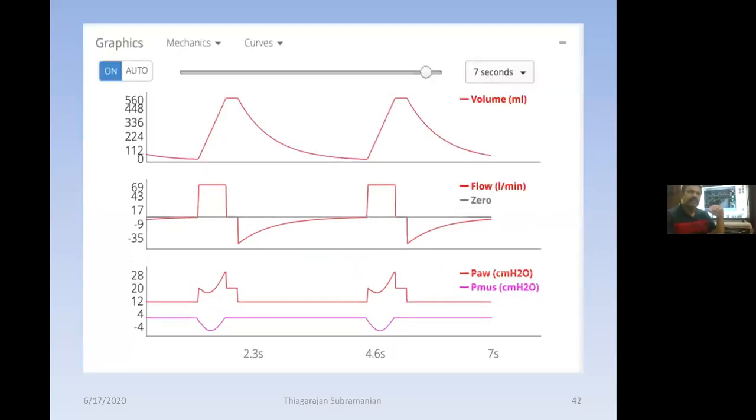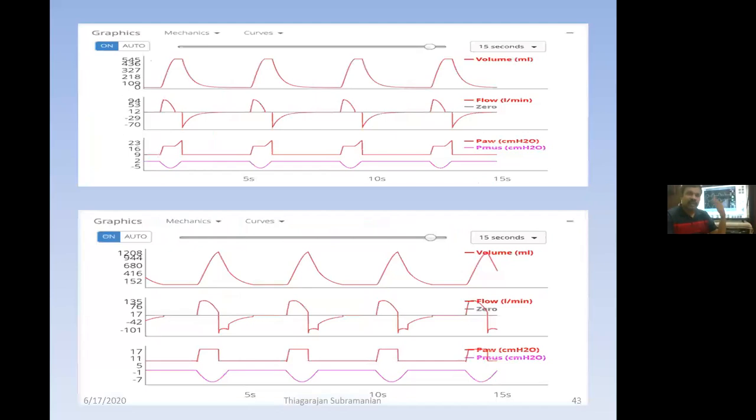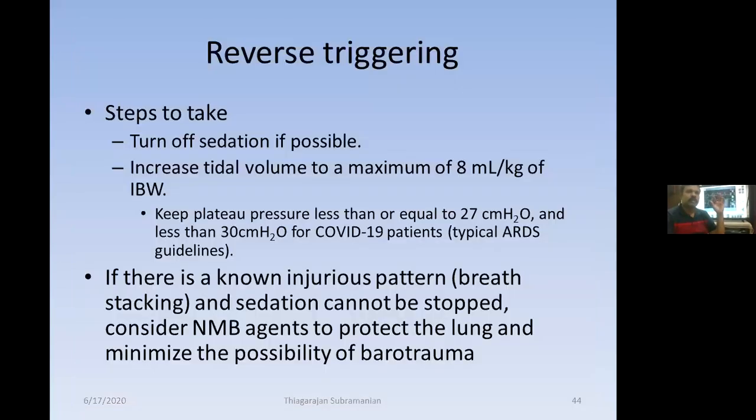Okay, using the different assist controls, different modes of ventilation, we can find these changes, which come with the different loops and cycling, delayed cycling methods. Okay, and reverse triggering is seen in COVID-19 patients. So these are a few techniques to increase the tidal volume to a maximum of 8 ml per kg of body weight, and the plateau pressure should be maintained below 27 centimeters of H2O, especially in typical ARDS patients. And it's a standard format they have given for the COVID-19 patients.